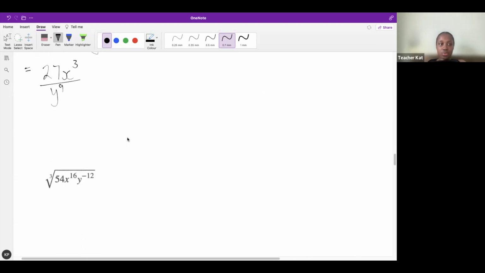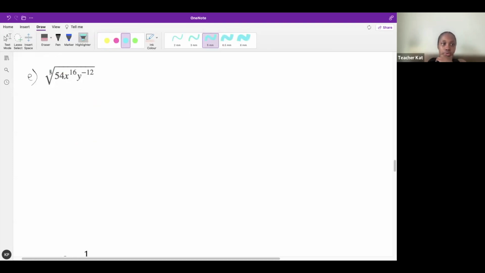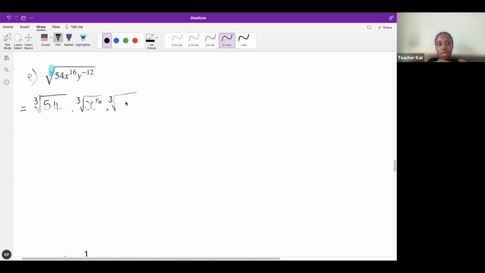Let's do one again that has to do with surds. This is number E. Okay, this time we're cube rooting. This is not a square root. Pay attention to that little guy over there. So first step, I'm going to split this up to make it easier to solve. Okay, so I'm going to start off by saying the cube root of 54 times the cube root of 60, x to the power of 16, times the cube root of y to the power of -12.